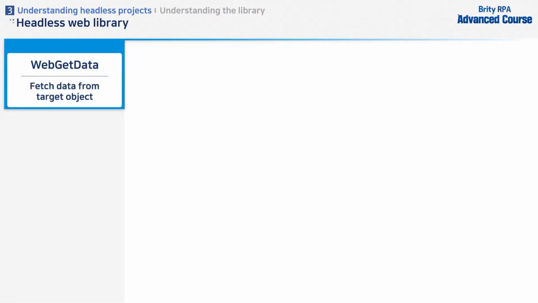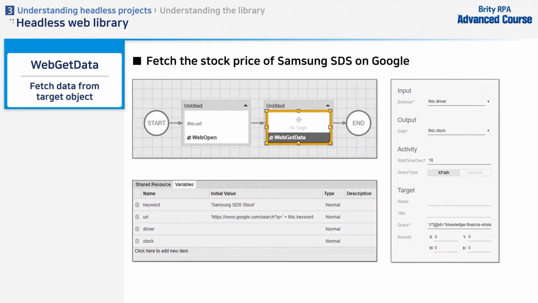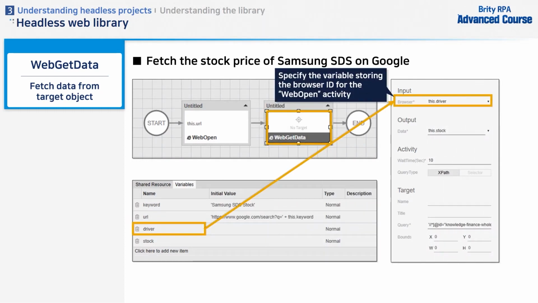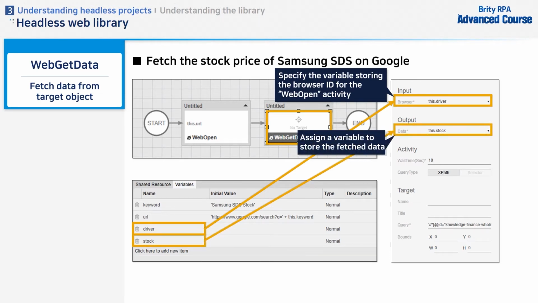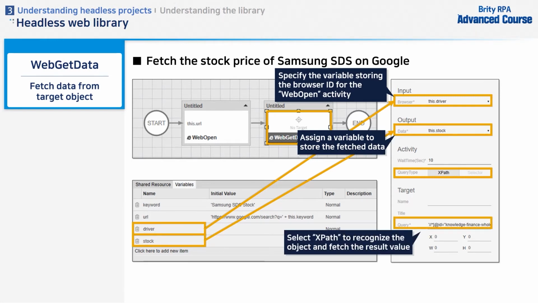The Web Get Data activity is used to fetch data from a target object on a web browser. In this example, we will fetch the stock price of Samsung SDS on Google. In the Web Get Data activity properties, specify the browser field of the input item as the variable storing the browser ID for the web open activity. And specify the data field of the output item as the variable to store the fetched data. Next, set the query type of the activity item as Xpath, and specify the object to fetch data from. The Xpath that enables recognition of the object via the WebDriver method will be automatically specified.